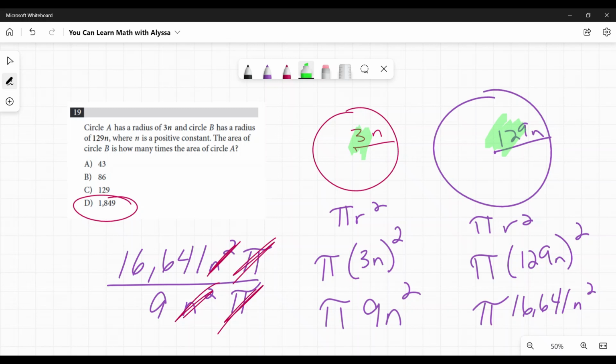The shortcut way to do this is to look at these, the 3 and the 129, and to realize that those n's are kind of irrelevant because they're going to become n squareds in both of them, and they're going to cancel out. And you go, how many times bigger is 129 than 3? This is helpful if you don't have a calculator. It's a little easier to do the math. So 3 goes into 129 43 times.